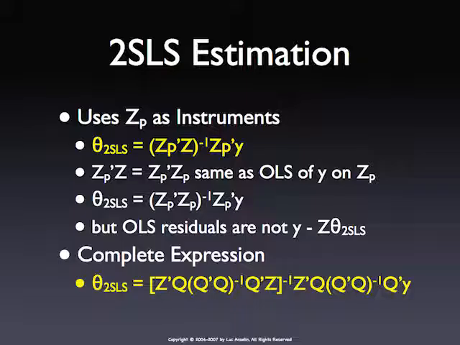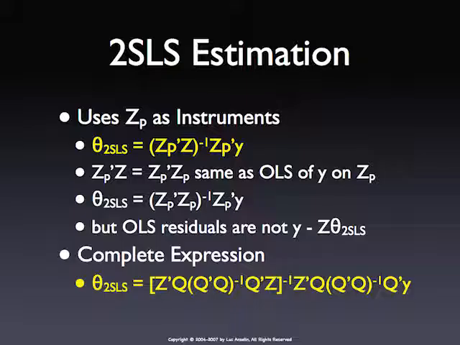So we have P prime Z inverse ZP prime Y, but with some algebra, and if you don't believe me, you can do it over the break and check it out. This is all the same whether you use ZP or Z, so you can, in fact, run this as if it was a standard ordinary least squares regression of Y on ZP. And some software packages do it that way. So they first get the predicted values, and then in the second stage run another least squares regression.